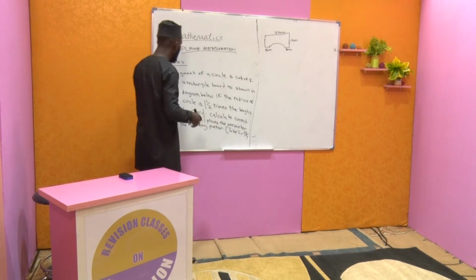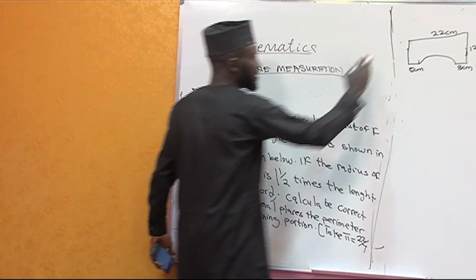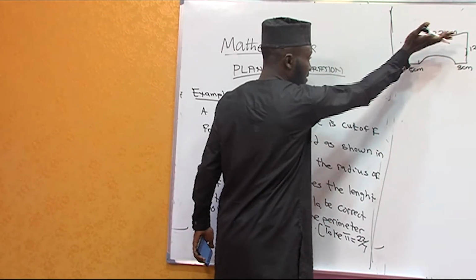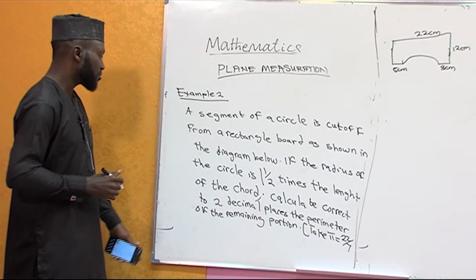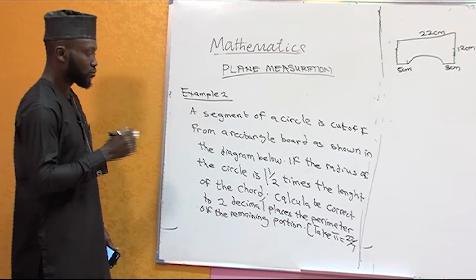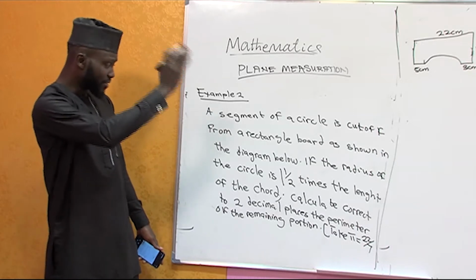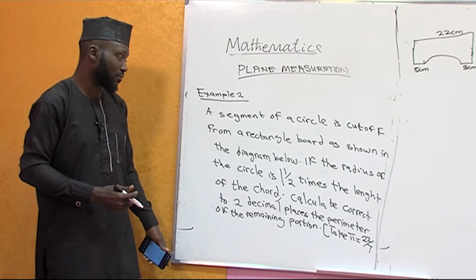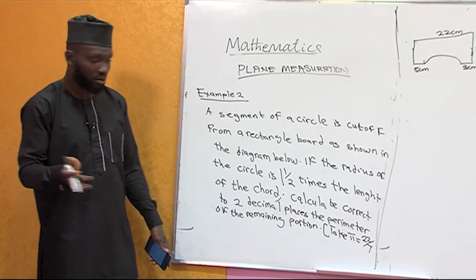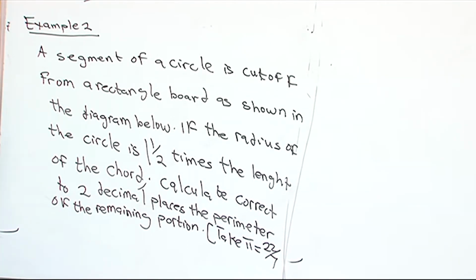Now we are told that a segment of a circle is cut off from a rectangle. So this is a rectangle. A segment is being cut off from a rectangle board as shown in the diagram below. This is the diagram. If the radius of the circle is 1 1/2 times the length of the chord. Now we are given the radius of the circle, and from the question, we are not given the length of the chord. Now we are asked to calculate to 2 decimal places the perimeter of the remaining portion.